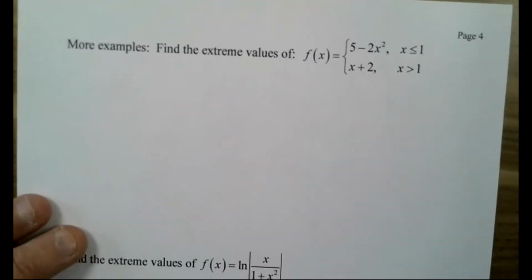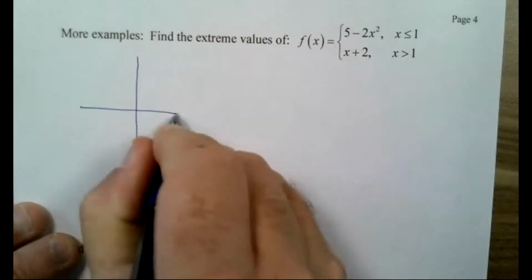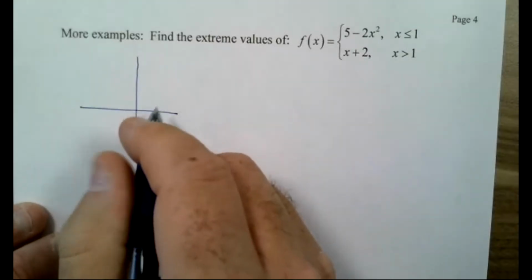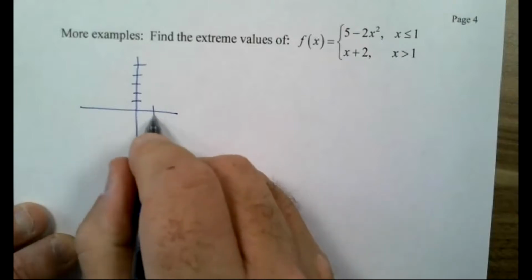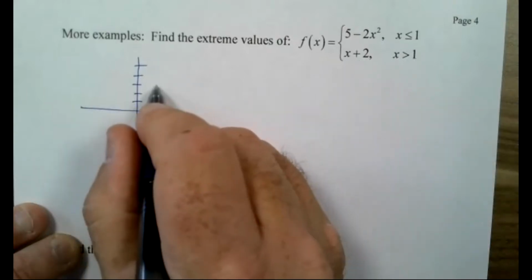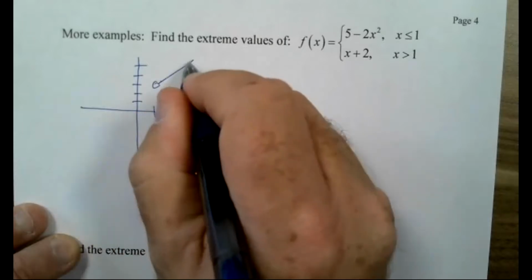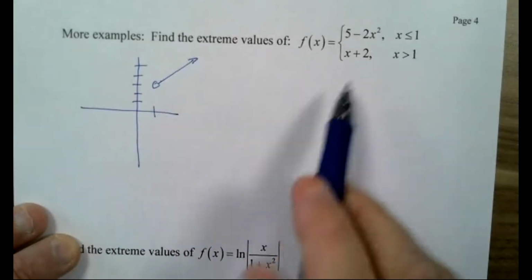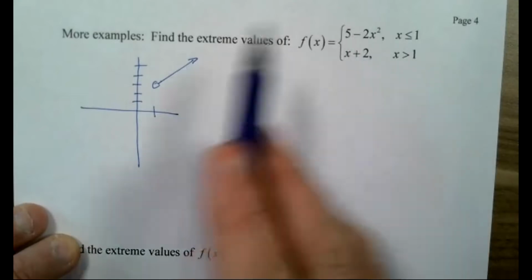So, keeping things moving along here. Find the extreme values of, oh no, it's a piecewise. Definitely have to graph this. At x equals 1, 1 plus 2 is 3. And that's greater than 1. It's x plus 2, so it's basically doing that. And it's forever. No closed interval here. 1, 5 minus 2 is 3. It's an upside down parabola.